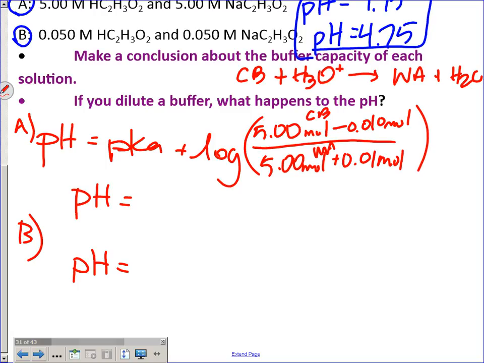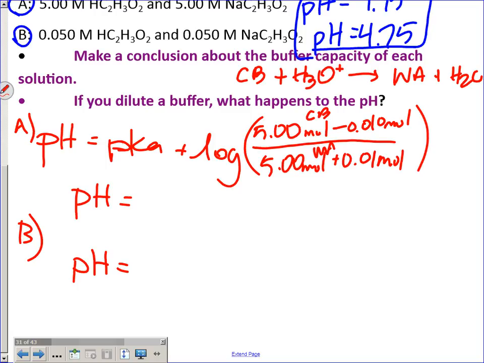Let me know when you're ready. First one. Or second one. I could write the whole formula out if I need to. I'm doing a lot of assuming. Am I assuming too much? What'd you guys get?